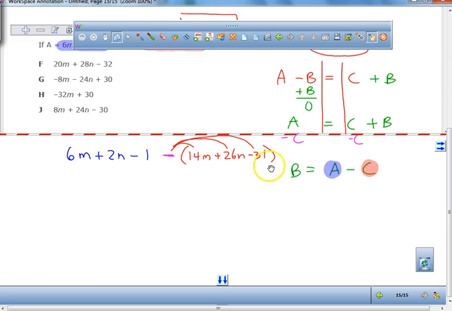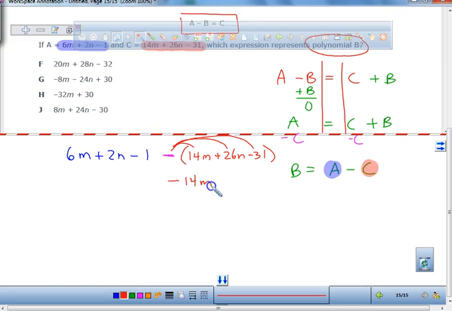Now, if we distribute this negative to all of them, what do you get? You get a negative 14n. You get a negative 26n, and then you get a positive 31. The negative times a negative is a positive.